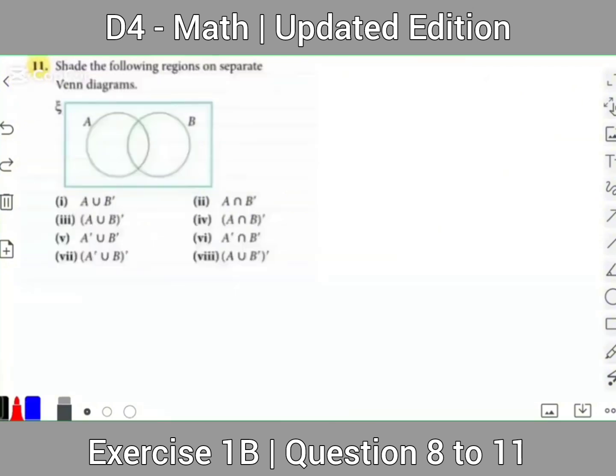Now in the question 11, shade the following regions on separate Venn diagram. So here we have a universal set eta and having two proper subsets A and B. And since we can see that the sets A and B are the overlapping sets, so in the part 1, we have to find out the shaded region for the A union B complement on a separate Venn diagram. So for this, we will split our operation in different steps.